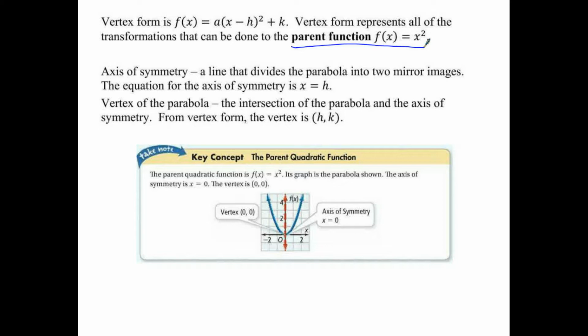Okay, so all parabolas have an axis of symmetry. The axis of symmetry is a line that divides the parabola into two mirror images. It cuts the parabola right in two, right down the center line vertically. The equation for the axis of symmetry is x equals h. And this h right here is not a coincidence. It is exactly the same as this h right here in vertex form.